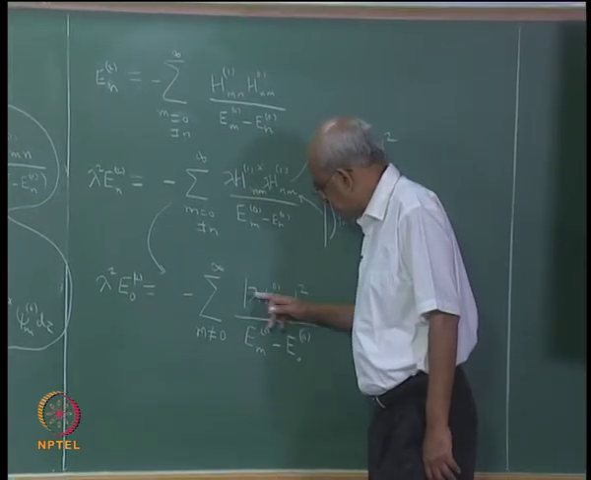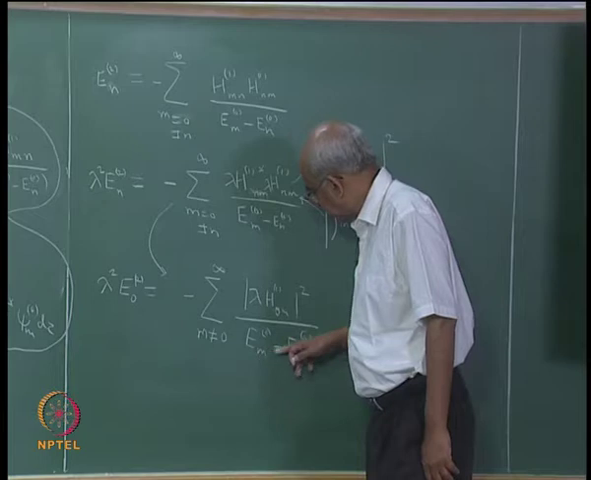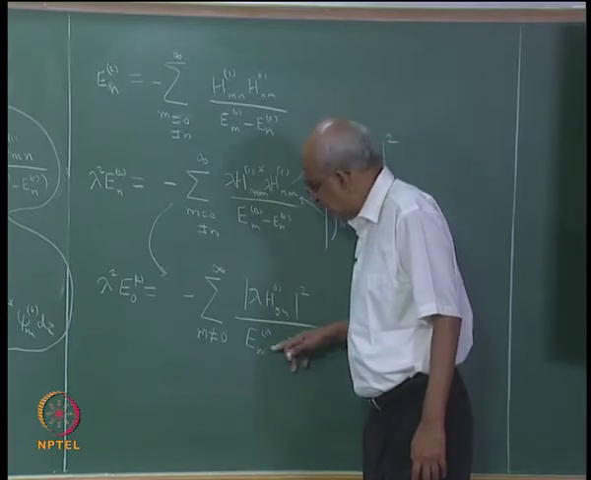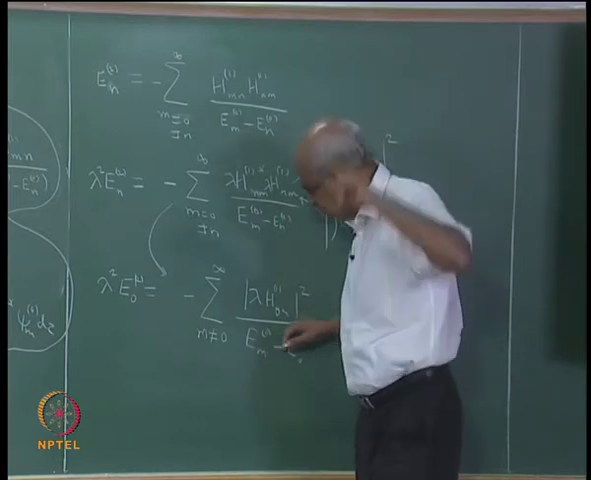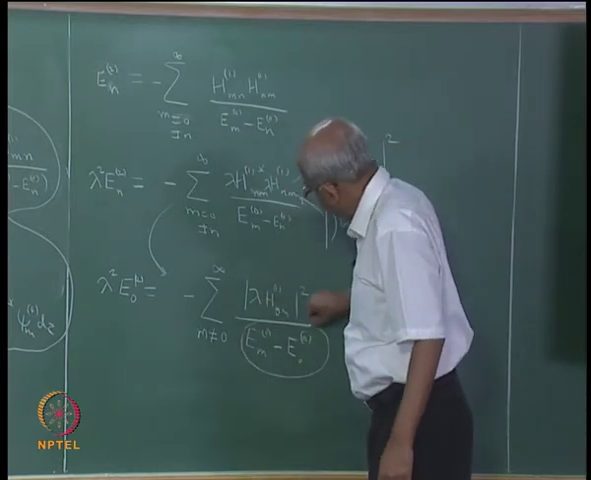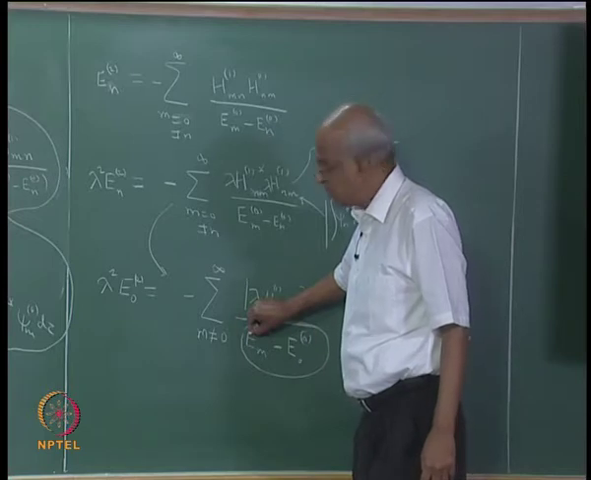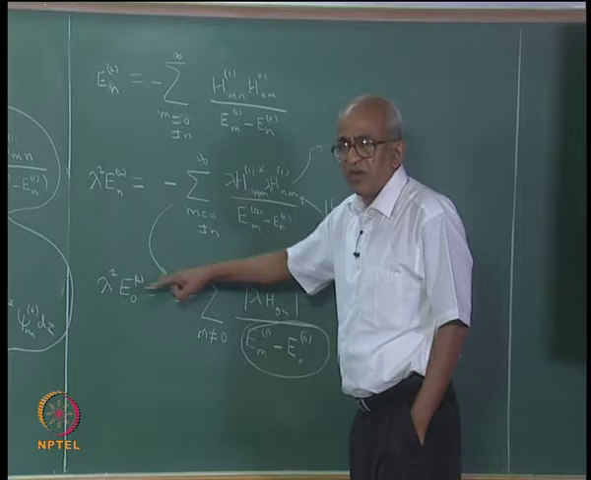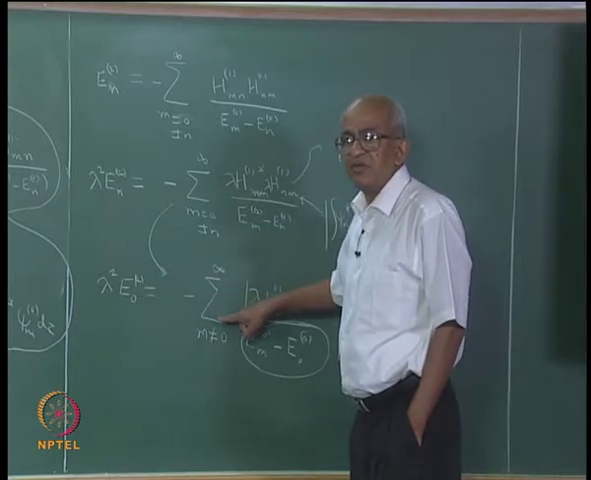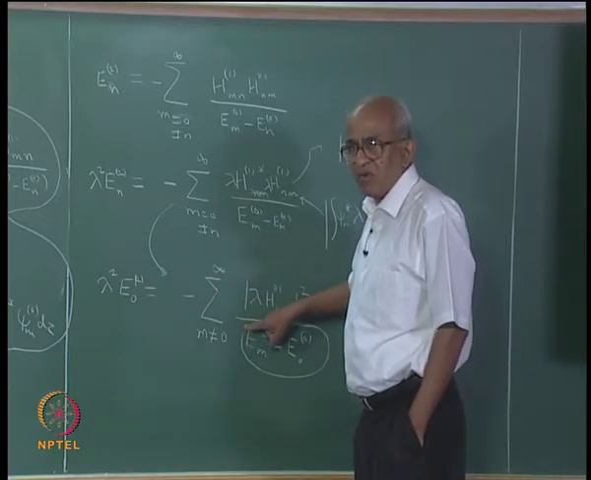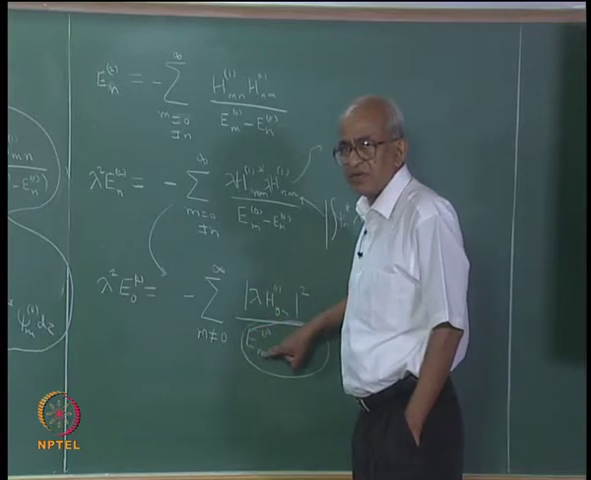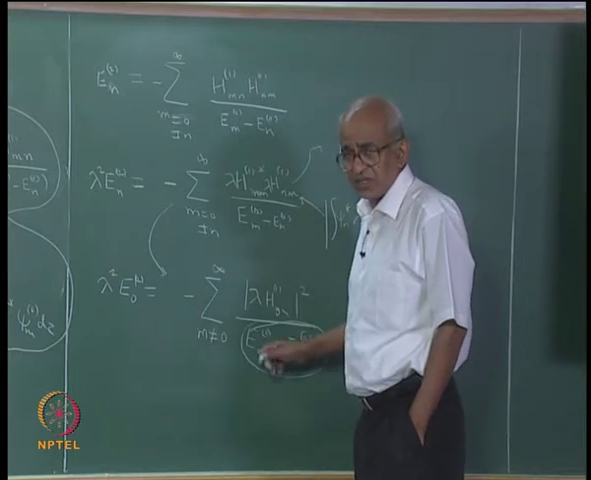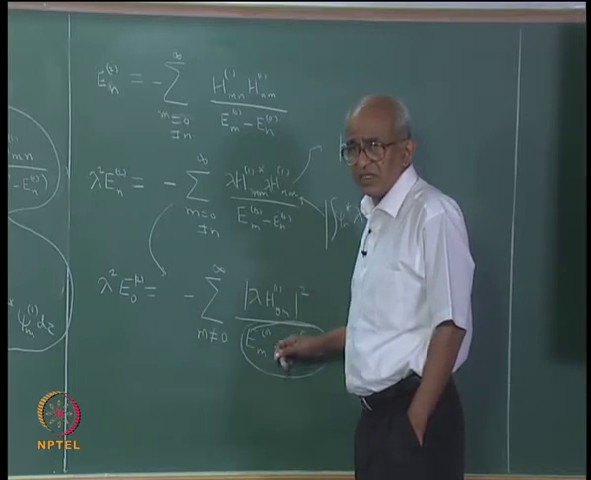This expression is guaranteed to be positive, Em0 minus E00. This is the energy of the ground state, any other energy is greater than that, and therefore this also is positive, and therefore what has happened to the second order correction to the energy? It is always negative, okay. It is always negative, that is what this expression tells you. If you are thinking of the ground state, the second order correction to the energy is always negative.